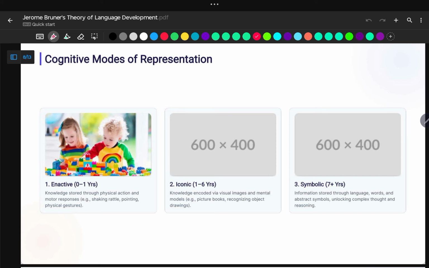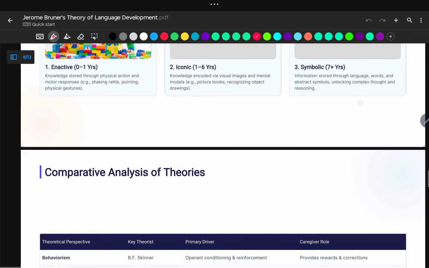And the third one is symbolic. In this stage the child has developed independent linguistic capability, and is able to comprehend a symbol by observing the symbol only. The child is able to recall or understand what the symbol means.